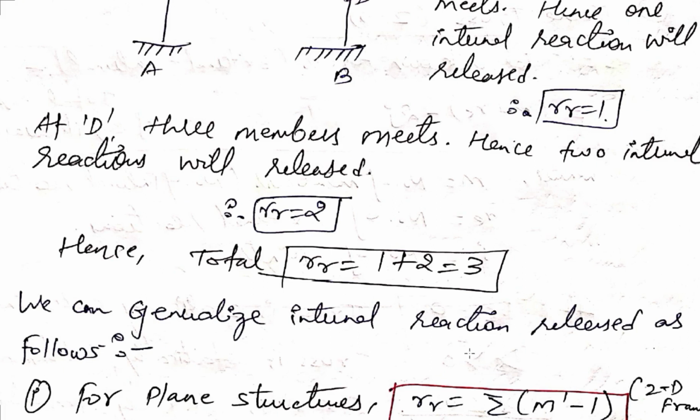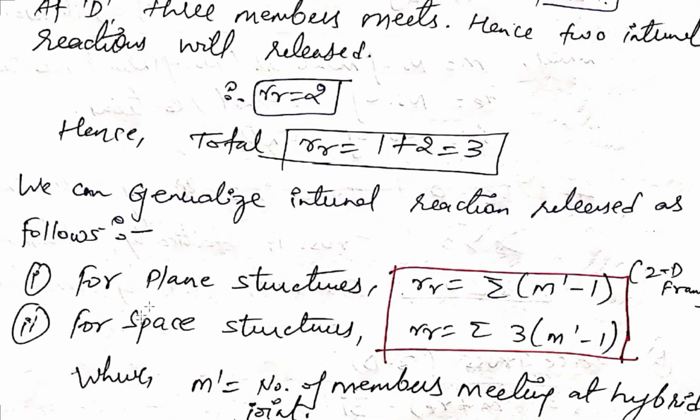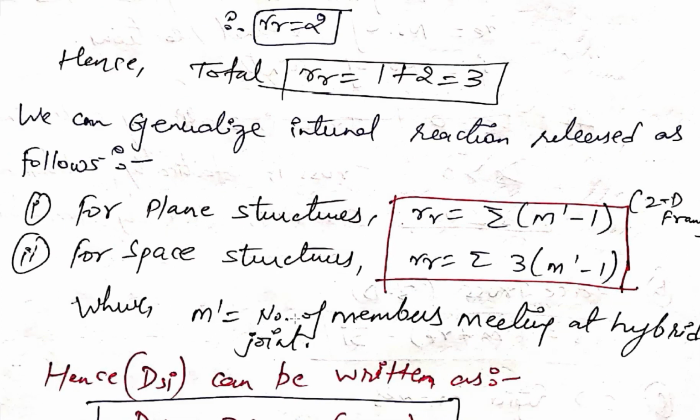So we can generalize internal reactions released as follows. For plane structures, RR is equal to summation of m dash minus 1 for a 2D frame, and RR is equal to summation of 3 times m dash minus 1 for a space frame. What is this m dash? This is important. M dash is the number of members meeting at the hybrid joint. So to calculate your RR, you must know the m dash value.